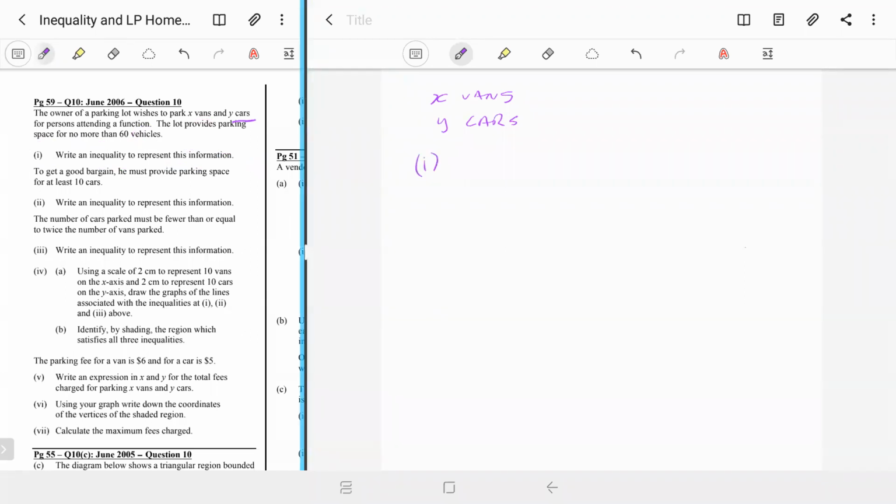What do we need? What do we know from that information for part one? The number of vehicles must be no more than 60. Vehicles is the sum of the number of vans and the number of cars. Somebody tell me now.